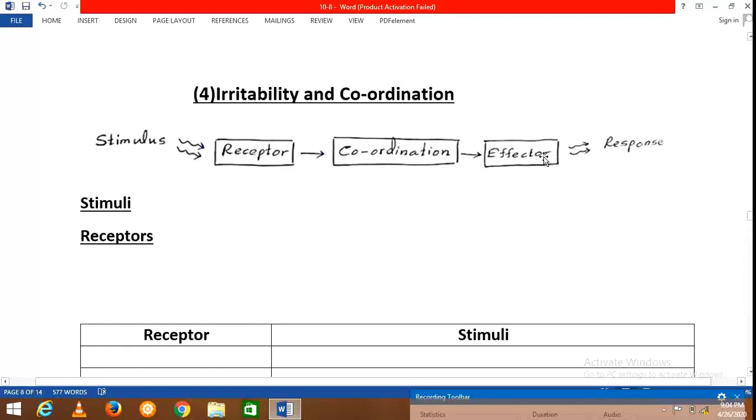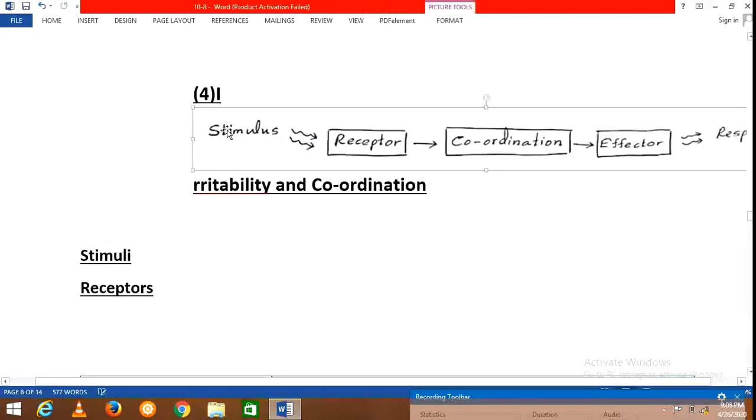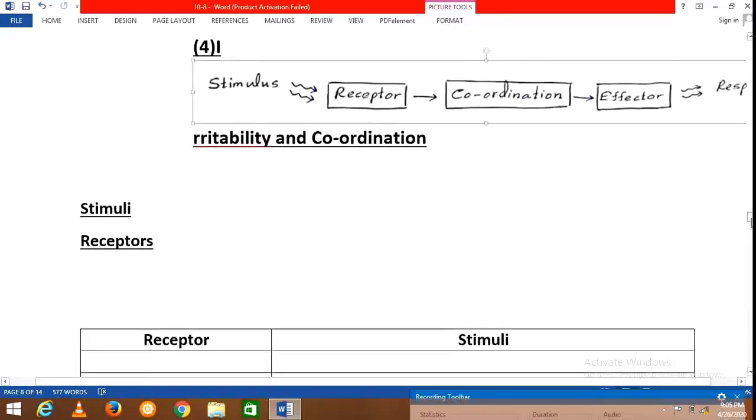To give out that response, an effector becomes helpful. Remember, the effectors are always either glands or muscles. Here in my example, the effector is the muscles of your hand. And once we get a stimulus, until we come up with a response, the coordination part is done by several systems in the body. It may be either the nervous system or the endocrine system.